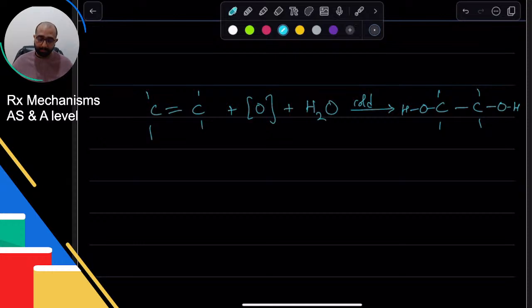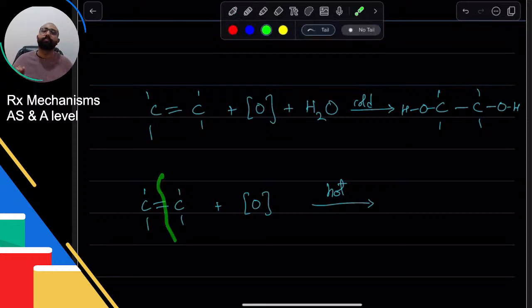But if the same thing happened and we had an oxidizing agent which was hot and under the right conditions, then what will happen is that its concentration is important, this bond will simply break. So the full bond will break if it is hot and concentrated.